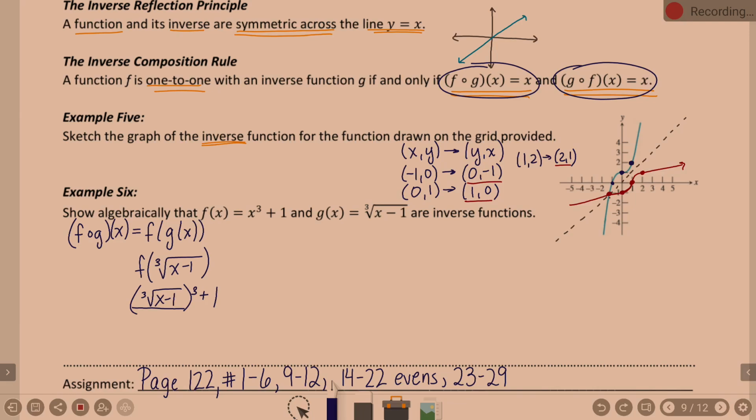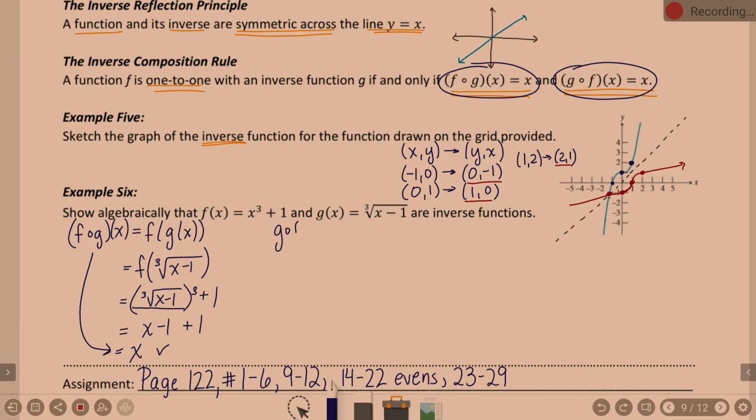I don't know if that helps or not, the way I did that. What happens when you cube a cube root? The cube root and the cube will cancel. I then have x minus 1, and then we have this plus 1 over here. What is x minus 1 plus 1? It is x. And is that what we needed to happen? Yes. Okay, we got f∘g to equal x. I'm not done though, because what else has to happen? g∘f has to also equal x.